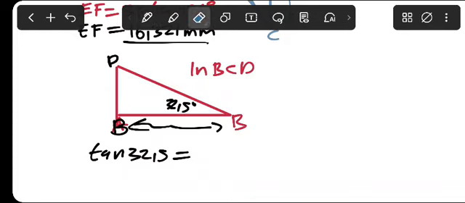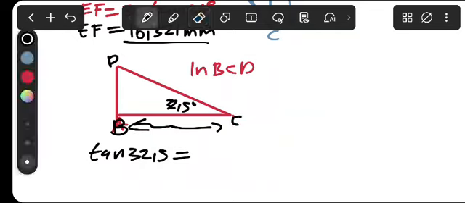This is supposed to be C. Don't know why I wrote this. This is supposed to be C. All right, it is B, C, D. So the opposite side will be BD. This is opposite. All right, divide by what? Adjacent. Adjacent, which is what? Which is BC. All right, we have here BC.